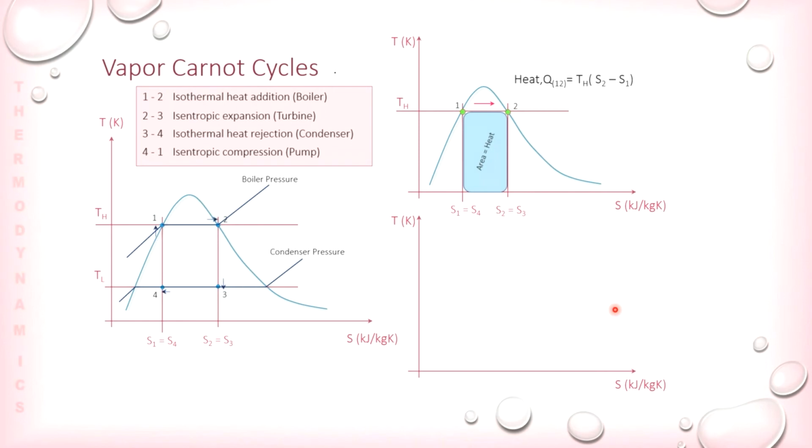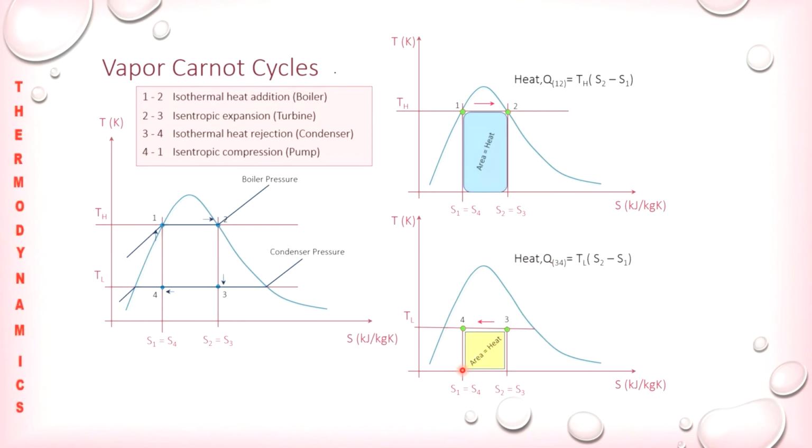Since it is a two-phase substance, remember to put in your saturation dome. This time we are looking at heat rejected, which is at the lower temperature. So that is the lower temperature line from here, and these are the two constant entropy lines. We are moving from state point 3 to state point 4, and this area here is the heat rejected. This area equals the height multiplied by the base given by this.